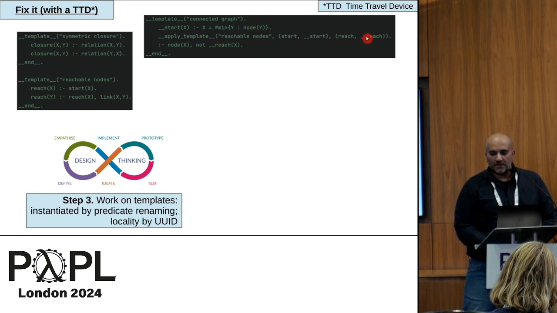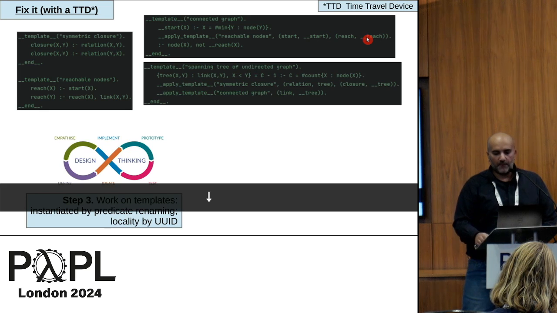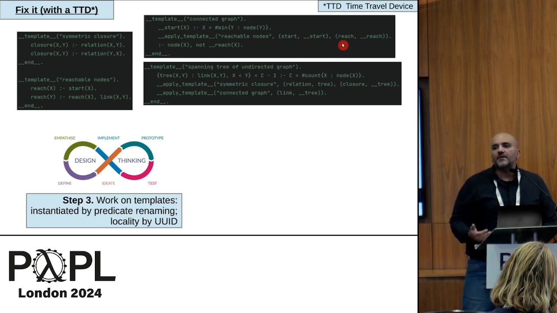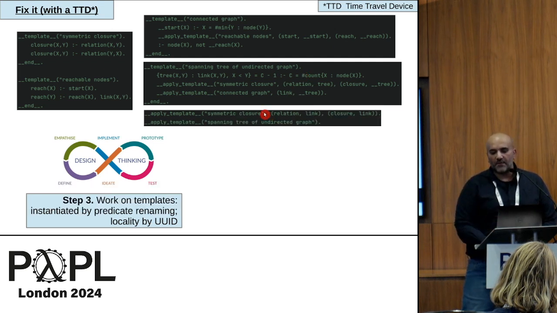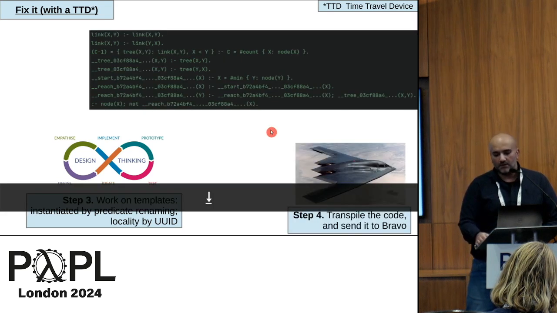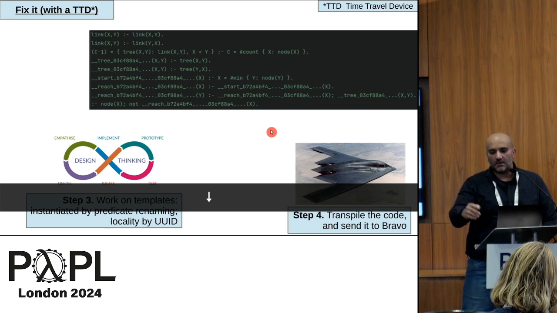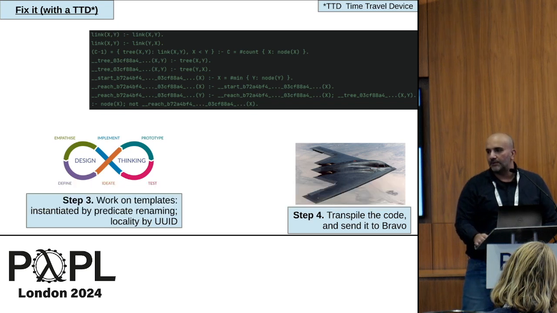So now this symbol, if you refer to it outside, is going to be a different symbol. Spanning tree also, very likely. There are several people who will need at some point a spanning tree of a graph. Why do you have to restudy how to implement it in ASP? You can implement a template for this, and then maybe you close symmetrically the link relation on itself and compute the spanning tree. You do the transpilation, and you are ready to send this to Bravo.